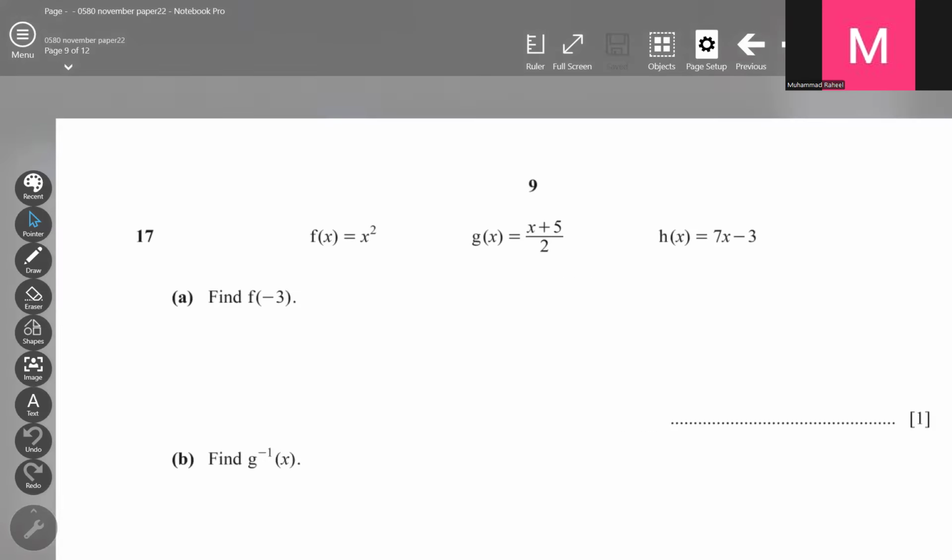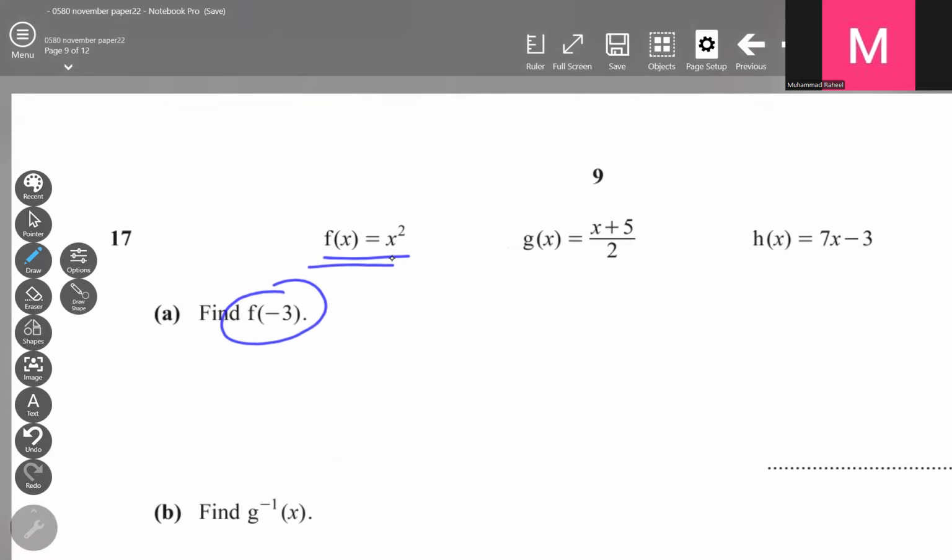Okay, everyone. So here we have another IGCSE question. First we can do question 17a. We need to find f of negative 3. So here we have f of x, and we know that f of x is equal to x squared.